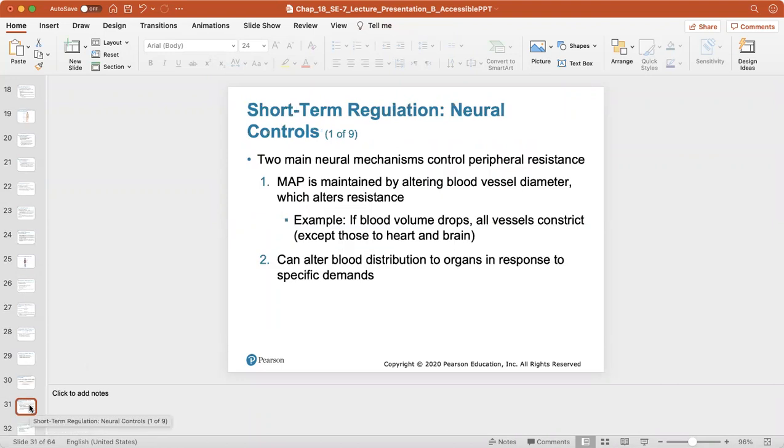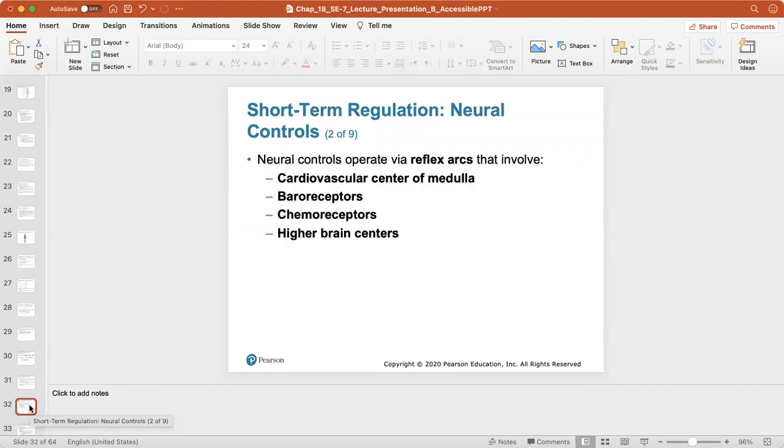Neural controls. There are two main neural mechanisms that help to control peripheral resistance. Mean arterial pressure is maintained by the blood vessel diameter, and they can also alter blood distribution to organs in response to a specific demand. These neural controls operate via reflex arcs that involve the cardiovascular center of the medulla, the baroreceptors, chemoreceptors, and higher brain centers.